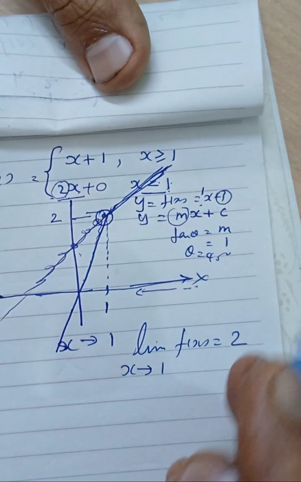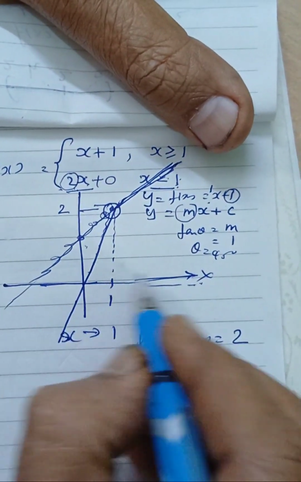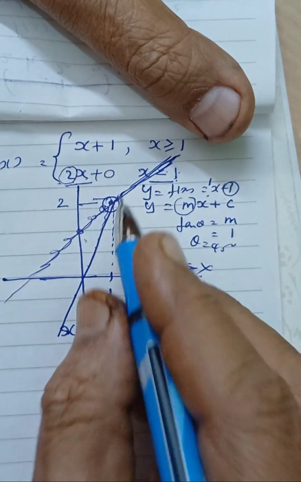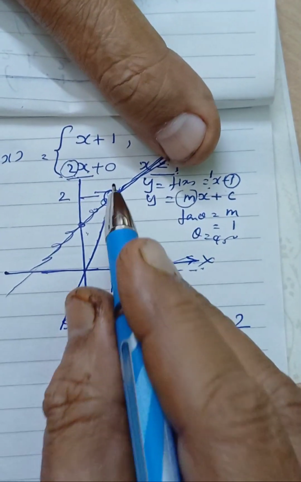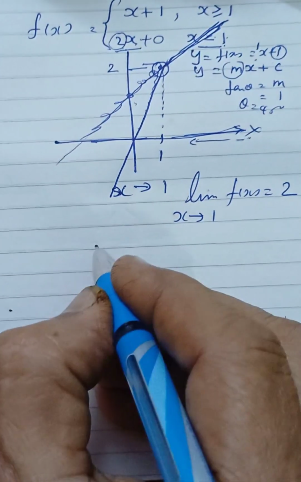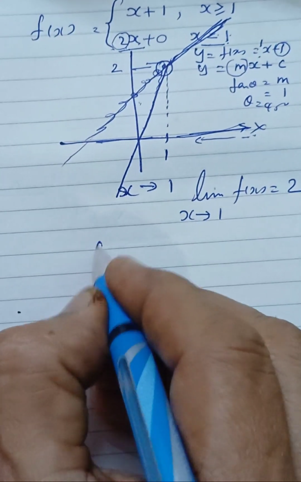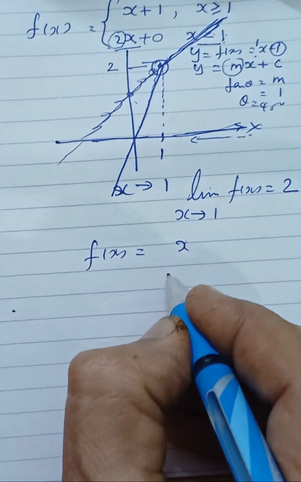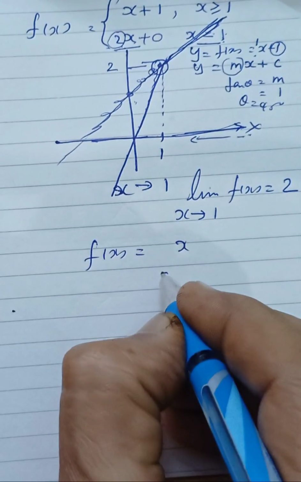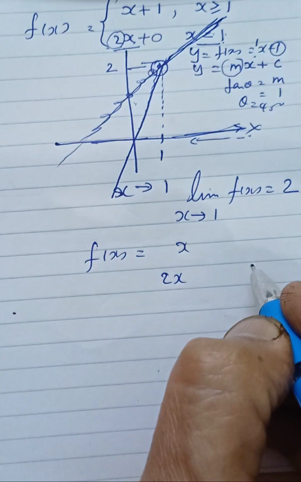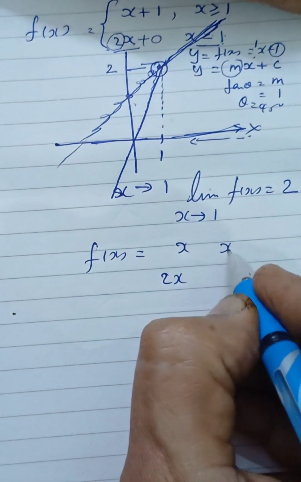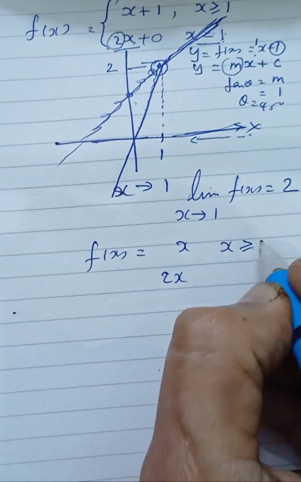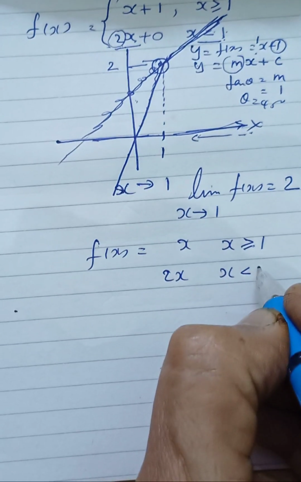Suppose this does not happen. The left and right approaches are totally different. For example, I can just modify this function a bit. See, we shall make it f of x is equal to x and here 2x. This shall be for x greater than or equal to 1. This shall be for x less than 1.